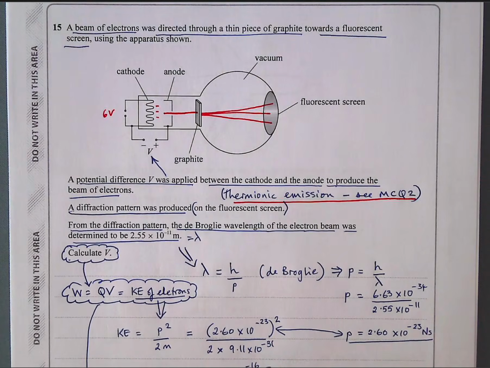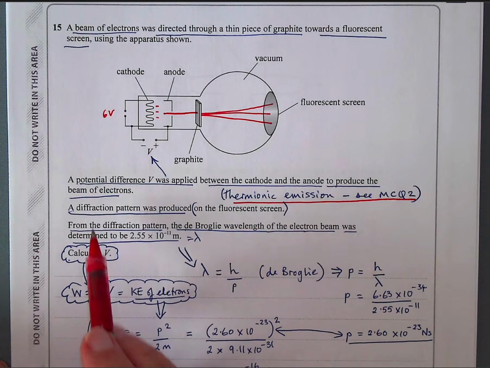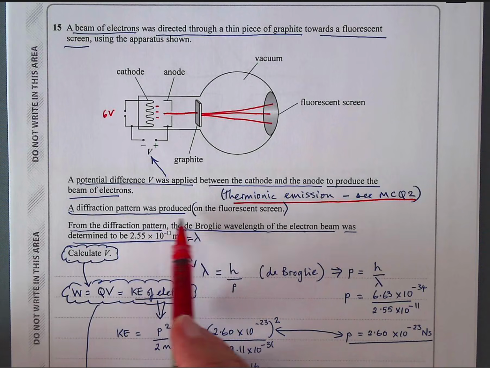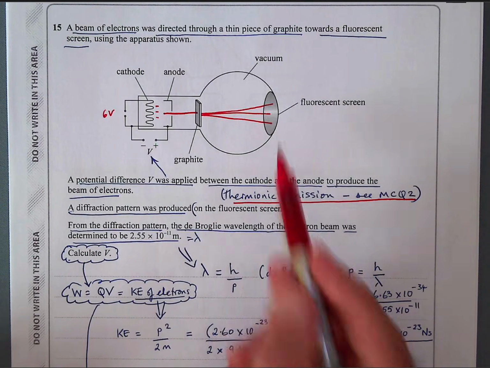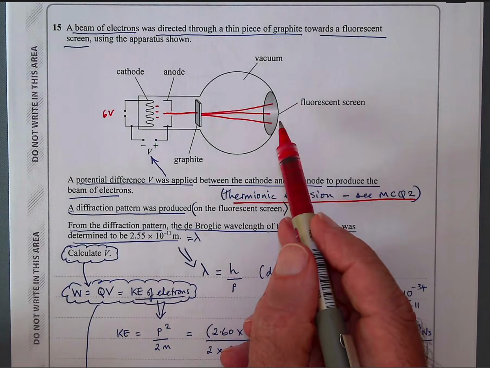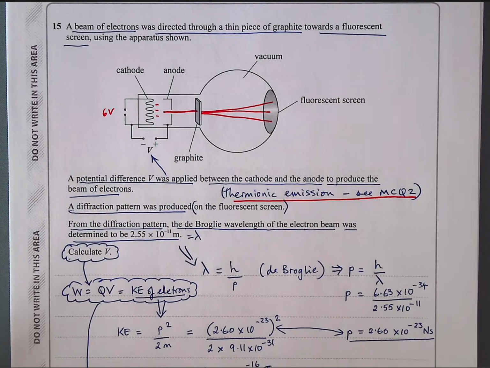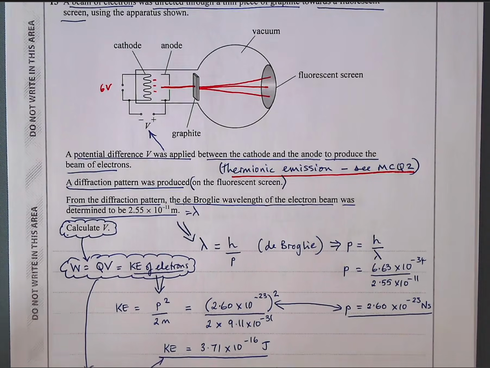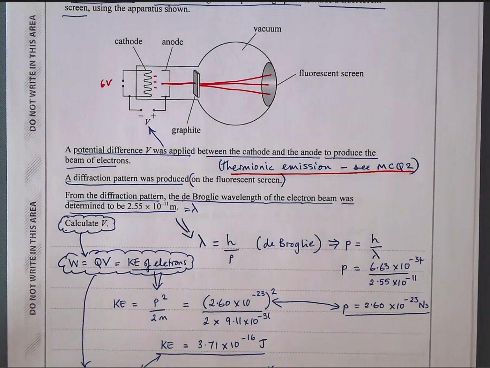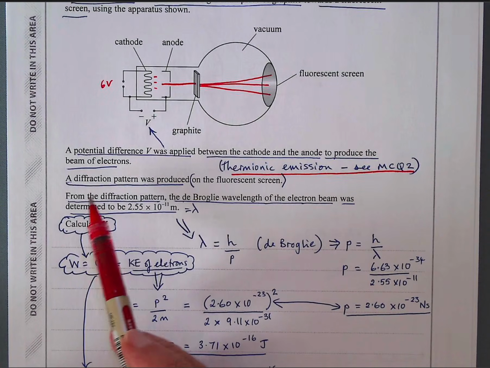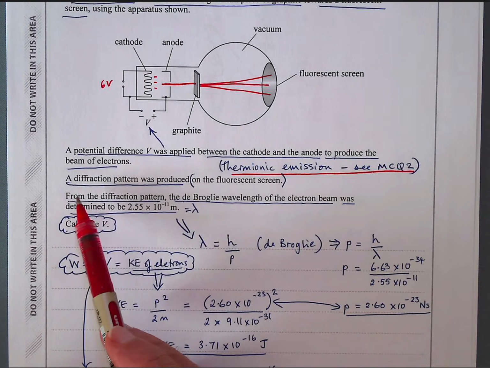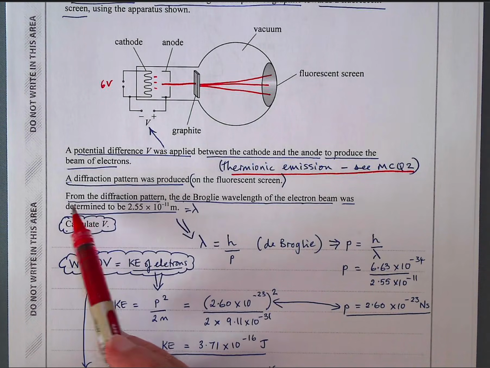Then they create what's the word? An interference pattern. So a diffraction pattern was produced on the fluorescent screen. You'll have a central bright area, and around it concentric circles, as the particles diffract through the graphite. Remember, this shows that electrons have wave-like properties.